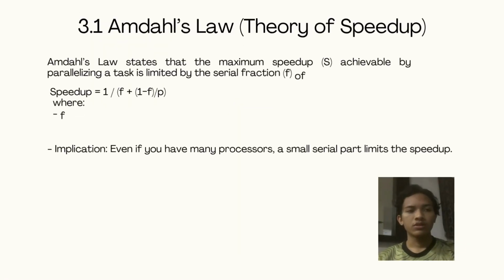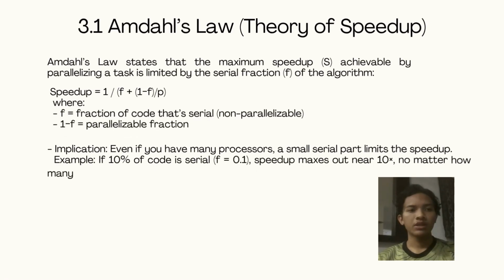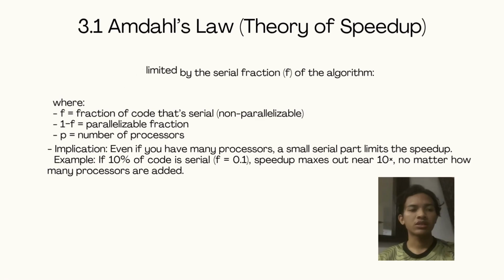Amdahl's law, the theory of speedup. Amdahl's law predicts the theoretical speedup we can get when we parallelize a task. The formula is as above. F is the serial fraction and P is the number of processors. Even with many processors, if some part of the code is serial, it limits how fast the program can run. For example, with 10% serial code, the maximum speedup is only around 10 times.